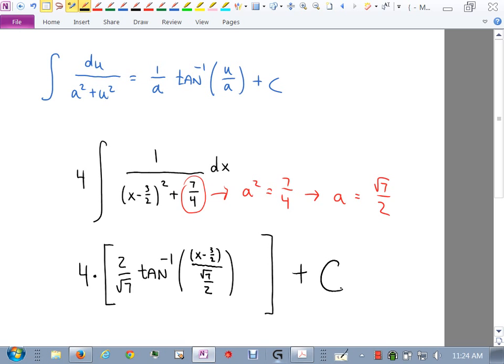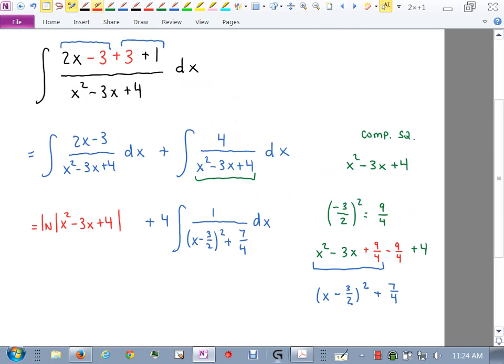I need to finish putting the final answer together, don't I? Okay, so I'll distribute that 4 through, and I'll do that on my answer here. So back to this. It was natural log of x squared minus 3x plus 4, and we just did all that work to figure out that it was plus, was it 8 over root 7? Arctan of 2 times x minus 3 halves over root 7, plus a constant.